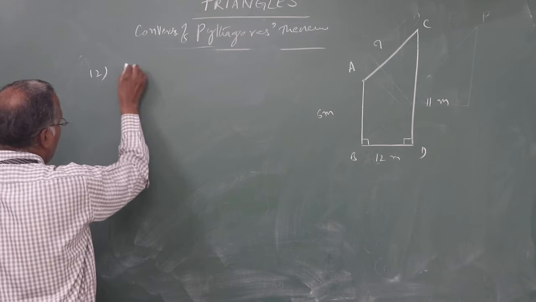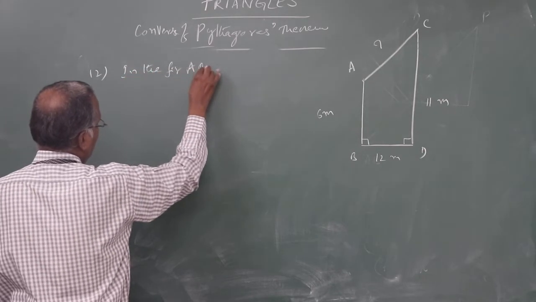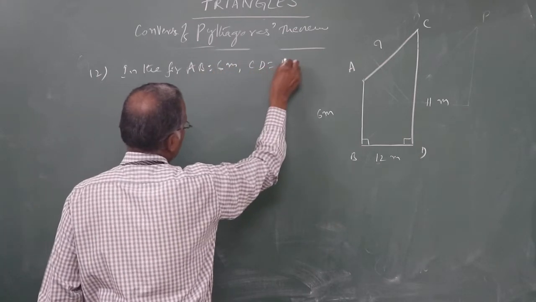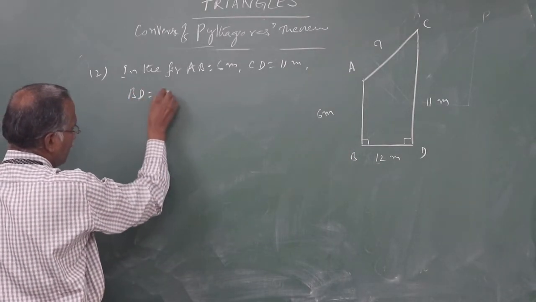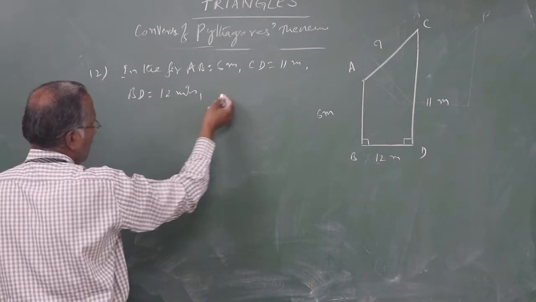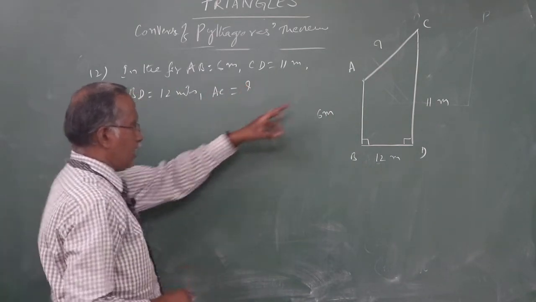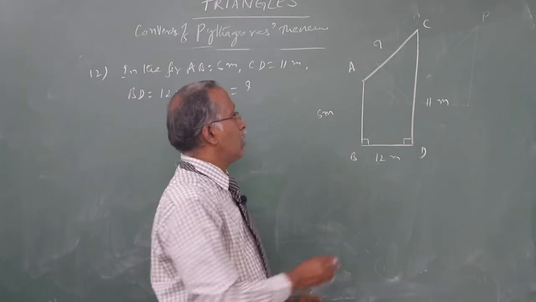Now, in the figure, the lengths of the poles are given. AB is equal to 6 meters. CD is equal to 11 meters. The distance between these two poles, BD, is equal to 12 meters. Then the distance between the tops of the poles, AC, is equal to question mark. AC we have to find out. For that a small construction is needed.